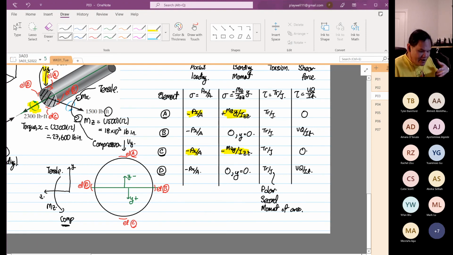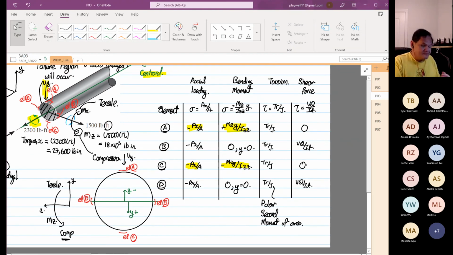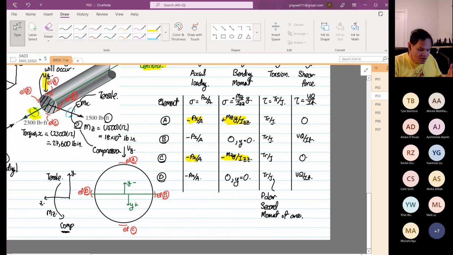So now looking at this is quite worrying. Which element has the higher stresses acting? Now you have different stresses coming in. You have stresses from axial load, from bending moment, from torsion, and from shear. So which one should we look at? If we were to pick the number one choice to analyze the shaft, it is point C.